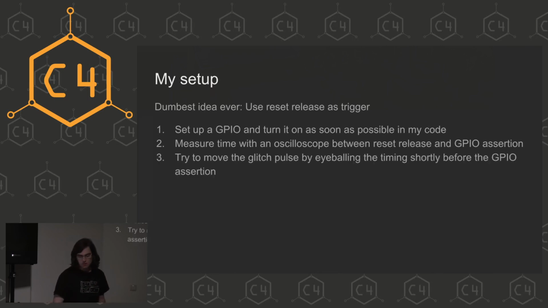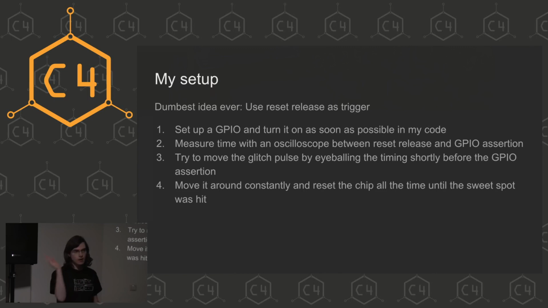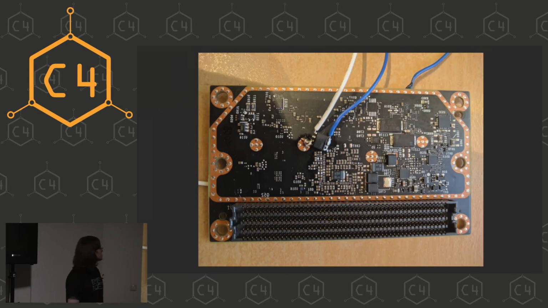The idea was that I just need to move that glitching pulse, while looking at my oscilloscope, shortly before my GPIO goes high, because turning the GPIO on was the first action of my code. So right before, the boot ROM must disable the boot ROM. And then I just move it around a bit until I hit the spot. That was the theory. This is what this looked like.